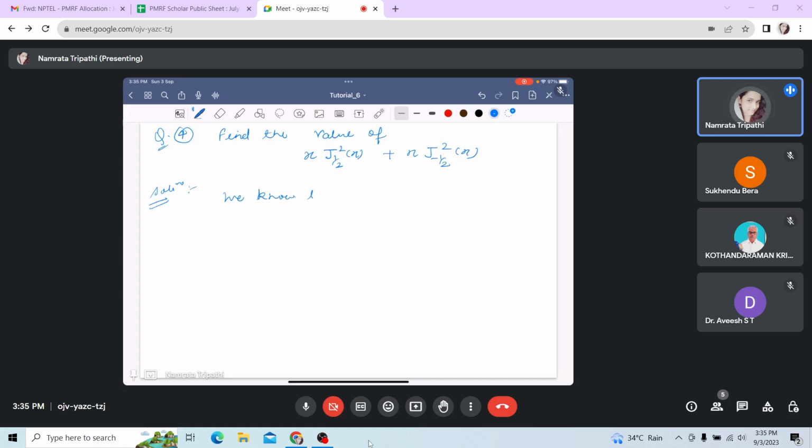So Z1 by 2, the value of Z1 by 2 is under root 2 by pi x sine of x, and also we know that the value of Z minus 1 by 2, which is cos of x, we will substitute these values 1 and 2 in star. Let's say this is star.